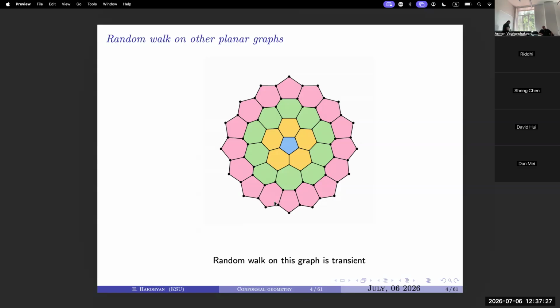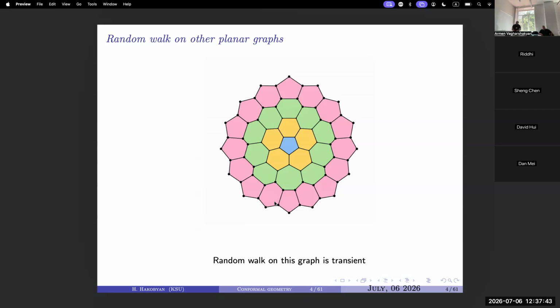I deliberately drew that picture so that you can't really see that the random walk is going to go to infinity. But in reality, that's what happens in this example.